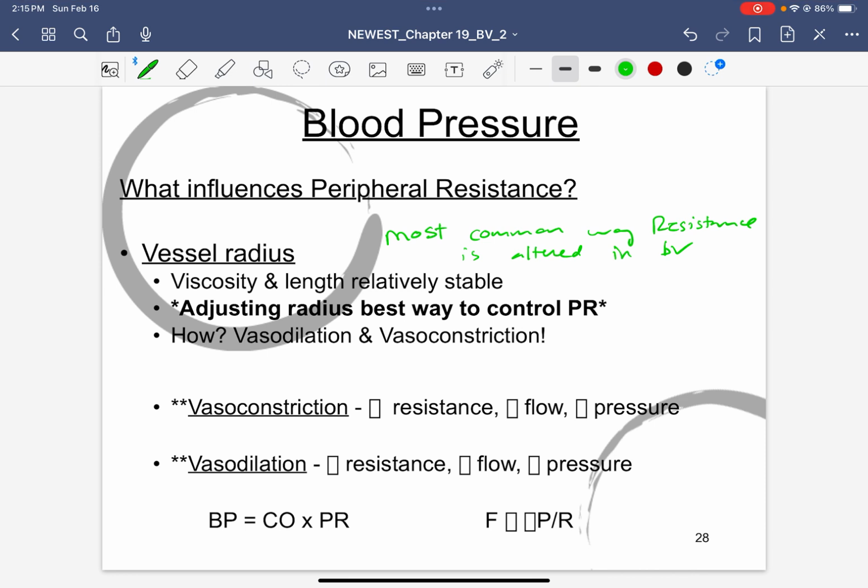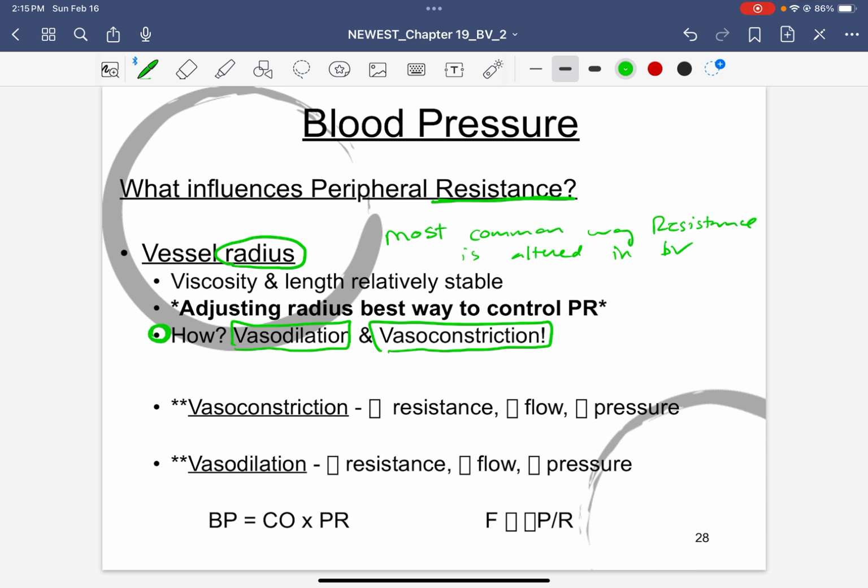Like I said, viscosity can change, but it's not as common. But the most common way that we alter resistance is by changing the vessel radius. And what's the most common way that we change the vessel radius? Vasodilation and vasoconstriction. Sometimes on purpose, sometimes not on purpose. So, the biggest influence to our blood resistance is vessel radius. And we affect vessel radius by vasodilation and vasoconstriction.